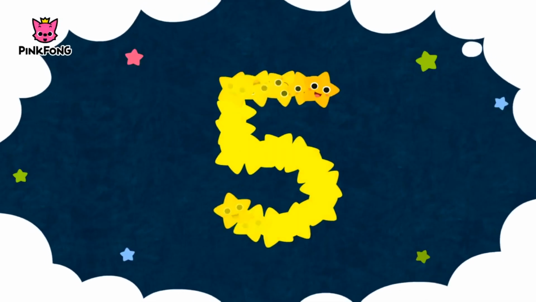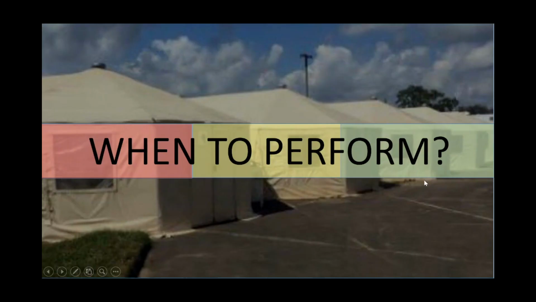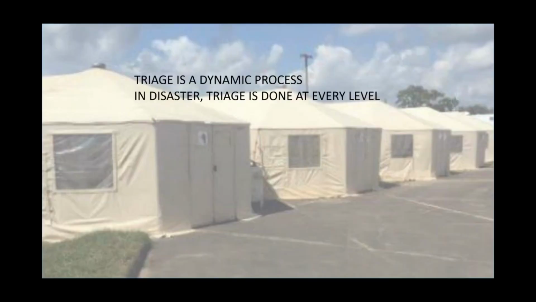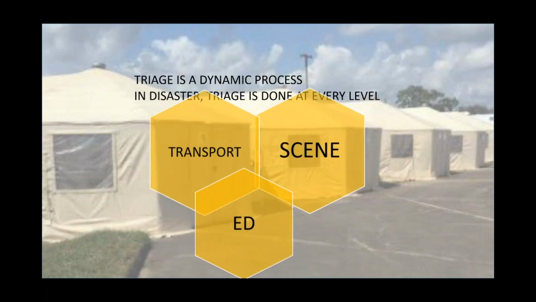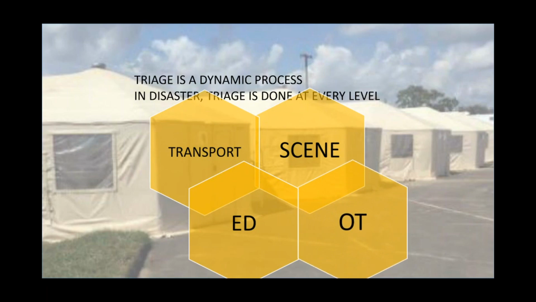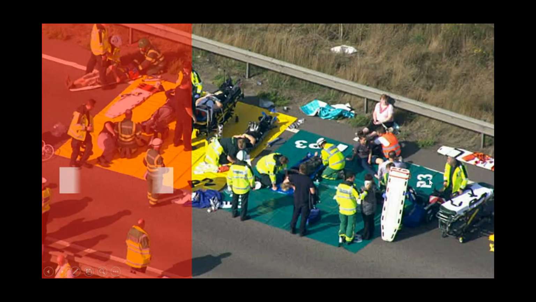Number 5. When to perform triage? Triage is a dynamic process. In disaster, triage is done at every level. At the disaster scene, before transportation to hospital, at the emergency department, and before transporting to operation theatre.